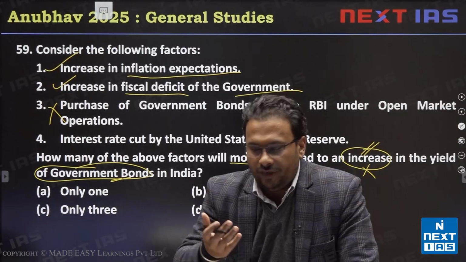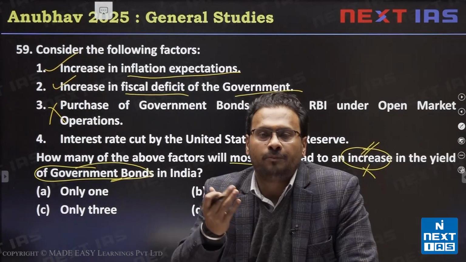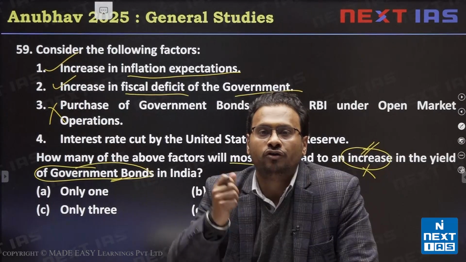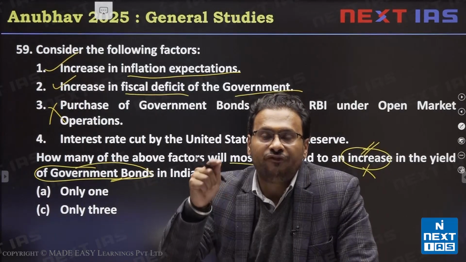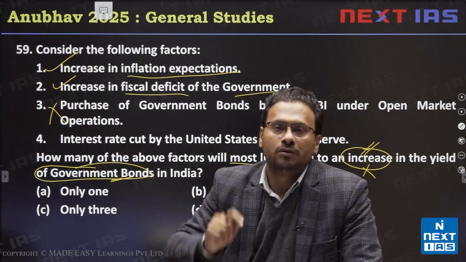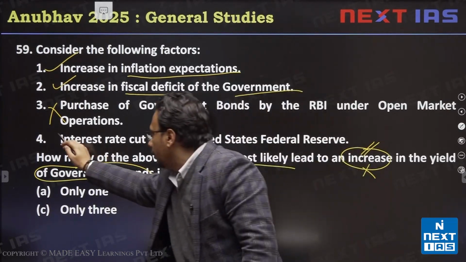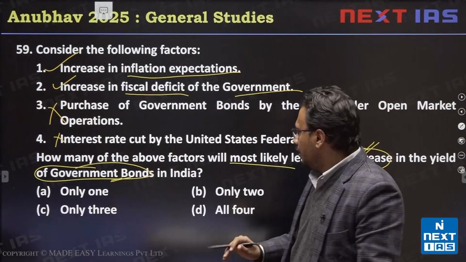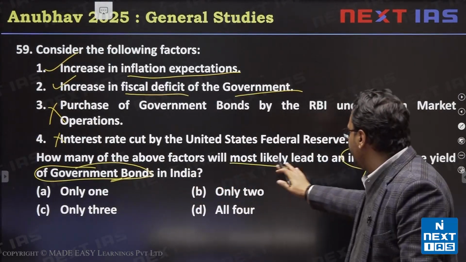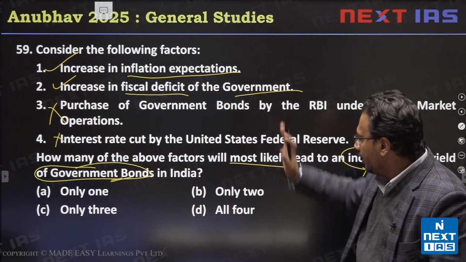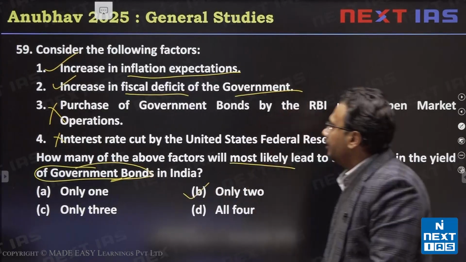So now again, when there is a demand for the Indian bonds, the prices of the Indian bonds will go up because of the demand only. It will definitely counter the yield of the bond. Not correct. So how many of the above factors are most likely to increase? Only 1 and 2. Only 2 has to be there.